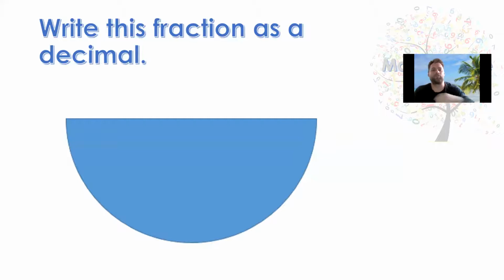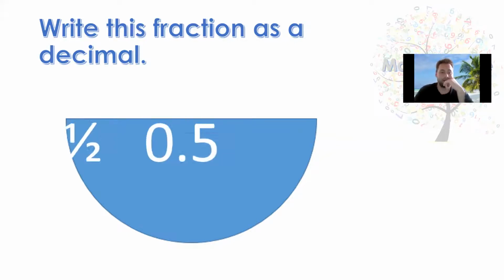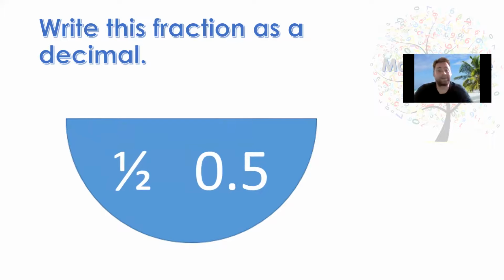Okay, next question. Write this fraction as a decimal. So we've got half a cylinder, half a circle. What is half a circle as a fraction and as a decimal? Pause the video. All right, you can unpause, or if you haven't unpaused, I'm going to give the answer now. 1/2 is a half. As a decimal, that's 0.5.